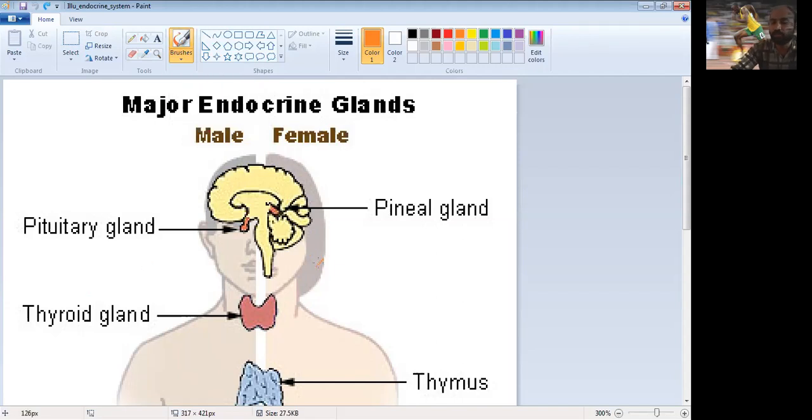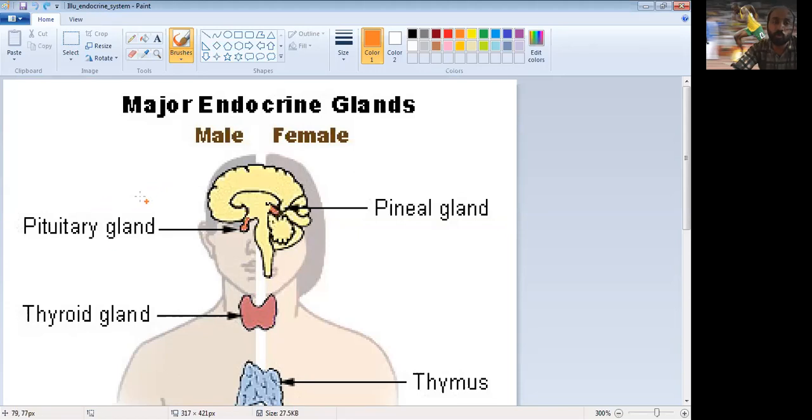Now, the first gland which we discussed is the hypothalamus. Hypothalamus is not shown here. It is located somewhere here. What is the function of the hypothalamus? The hypothalamus secretes neurohormones which activate the pituitary gland. You already discussed that, so go back and see what hormones are specifically released by the hypothalamus.